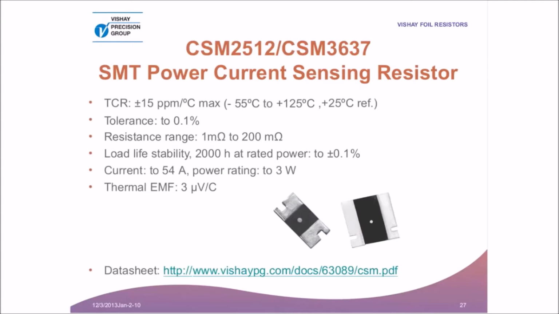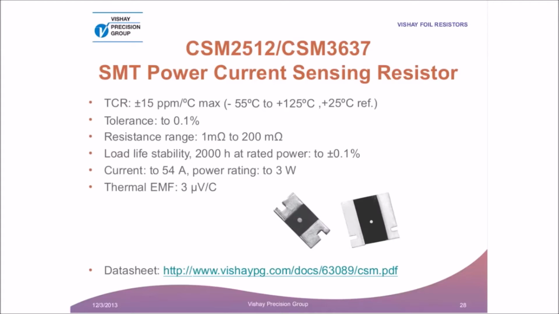Here we have our CSM family, which consists of the CSM2512 and CSM3637. These are available in resistance ranges from 1 milliohm up to 200 milliohms, and power rating is 3 watts with current up to 54 amps.